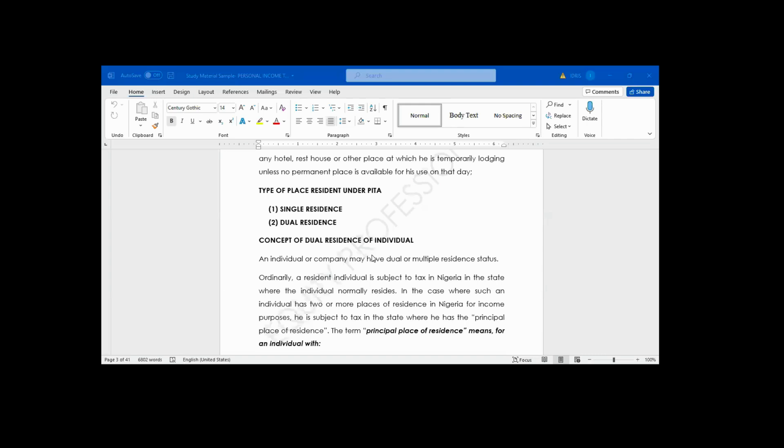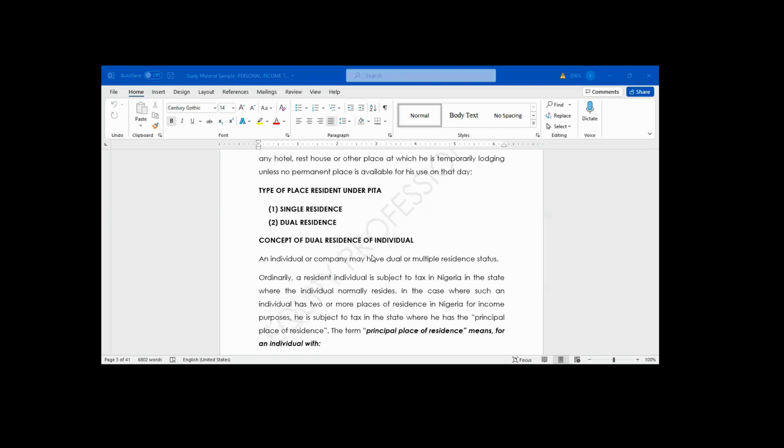A situation whereby an individual or company that is subjected to tax in Nigeria has more than one place of residence. That is dual residence. I'm giving an example. Maybe you have a house in Lagos State, and you also have another house in Ogun State. Maybe you have two wives. One of your wives is staying in Lagos, the other one is staying in Ogun State. You normally shift. In that case, you are a dual resident.